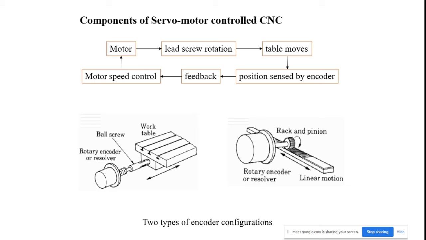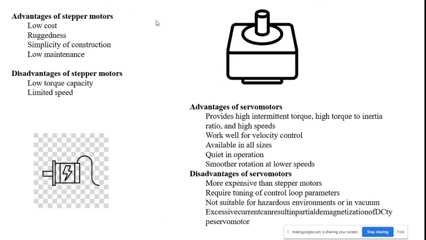Okay, that covers the lead screw rotation and table movement, with the position sensor as an encoder and the feedback system, which all play an important role on servo motor controlled CNC machines. After that, we can compare which motor is suitable for machining performance. Yes, the stepper motor has advantages and disadvantages. Why not? The servo motor also has its own advantages and its own disadvantages.